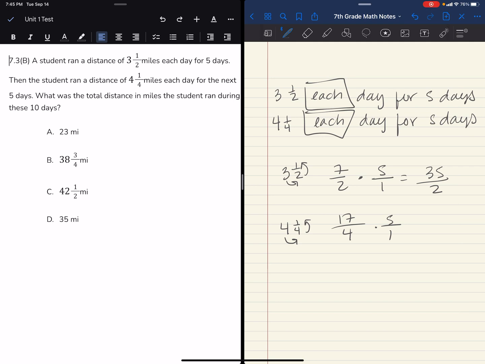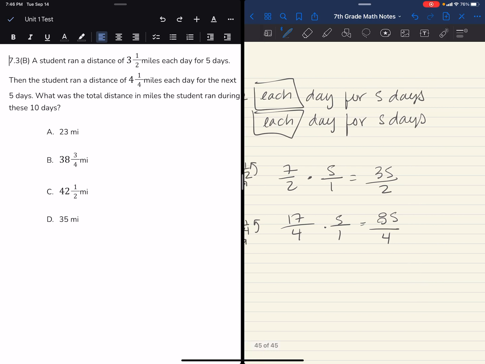17 times 5, to do this mentally, I'm going to do 10 times 5 plus 7 times 5. 10 times 5 is 50. 7 times 5 is 35. 50 plus 35 is 85/4. Well, before I can add these together, I'm going to need to change it from improper to mixed.